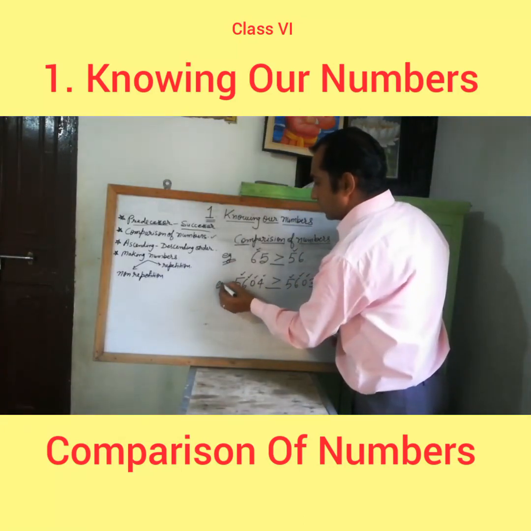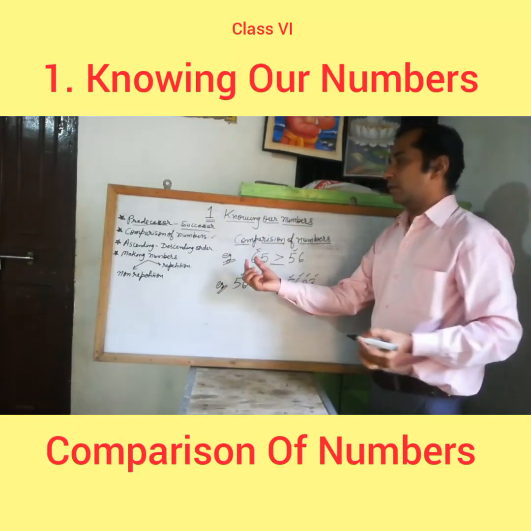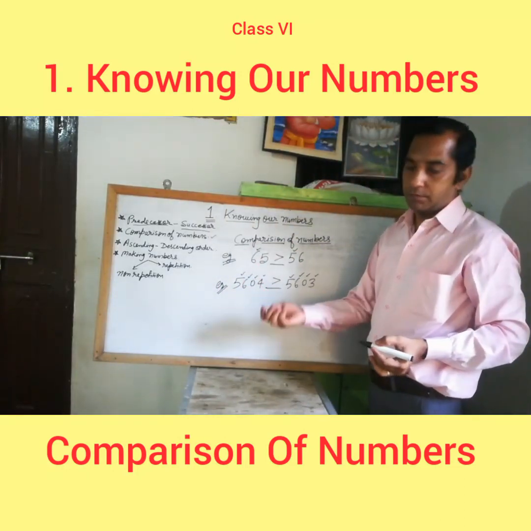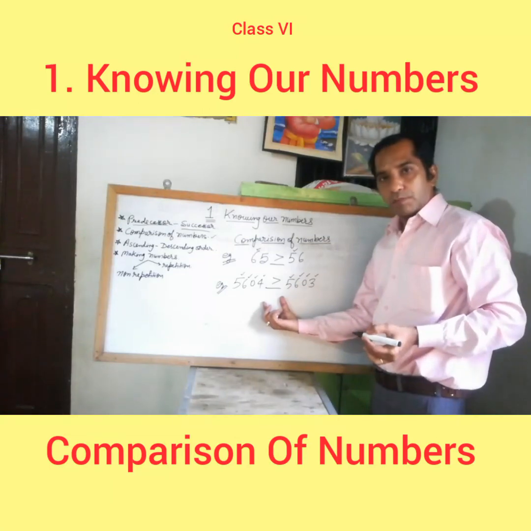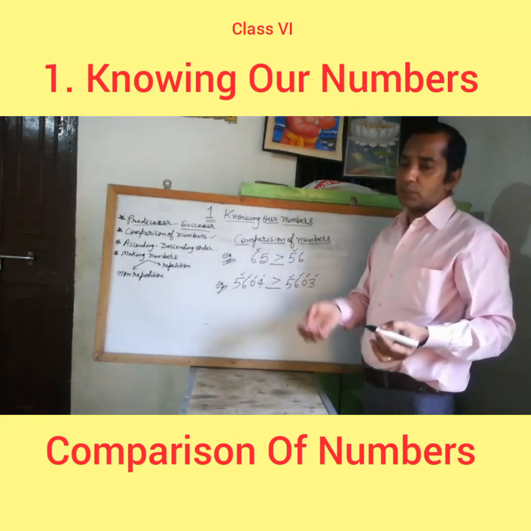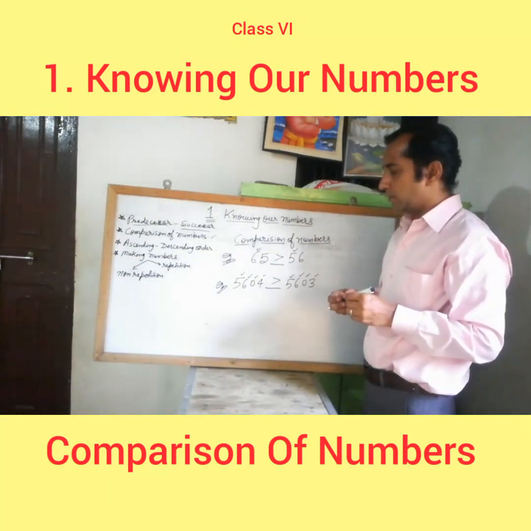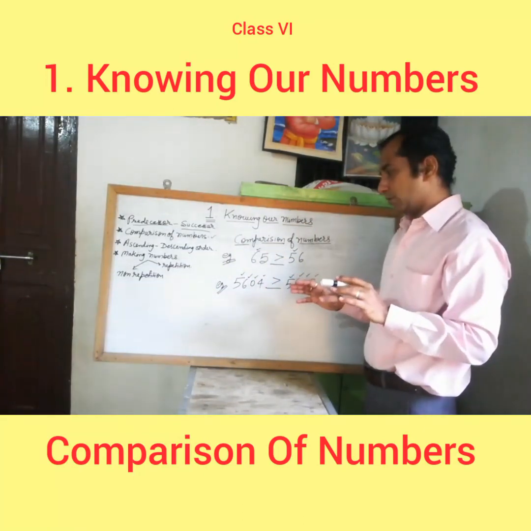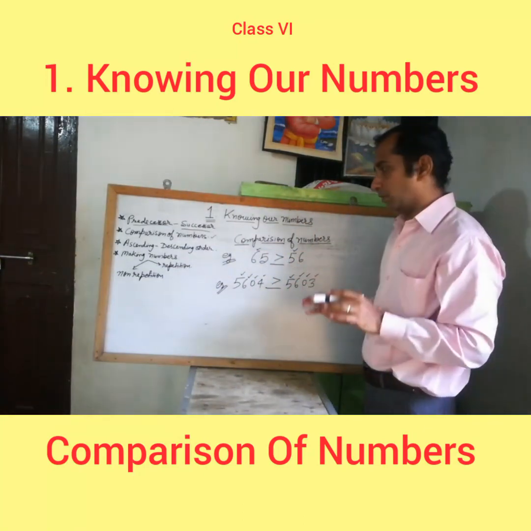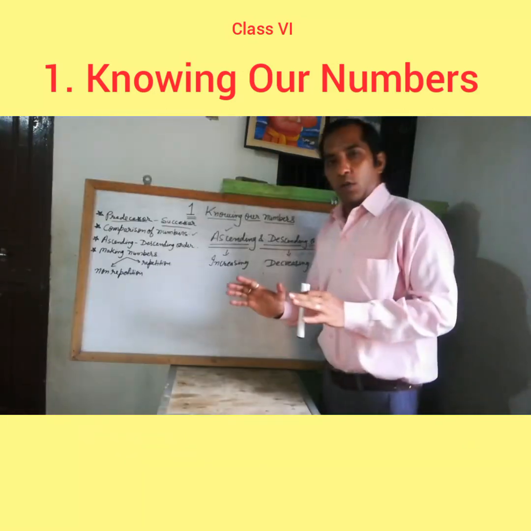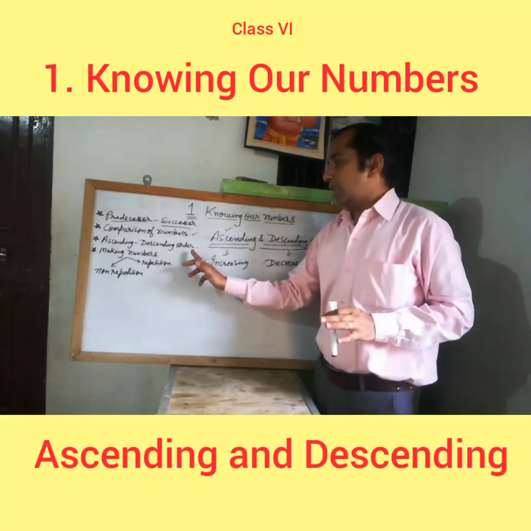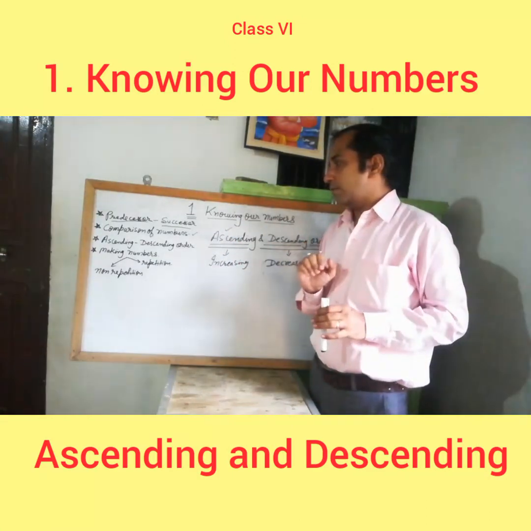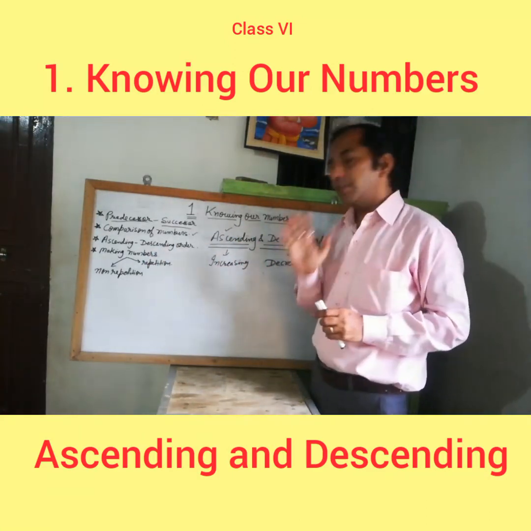So this is how you can compare two numbers. In a question it can be asked which number is greater, which number is less between the two numbers. So now we are coming to the third topic of this chapter, ascending order and descending order.